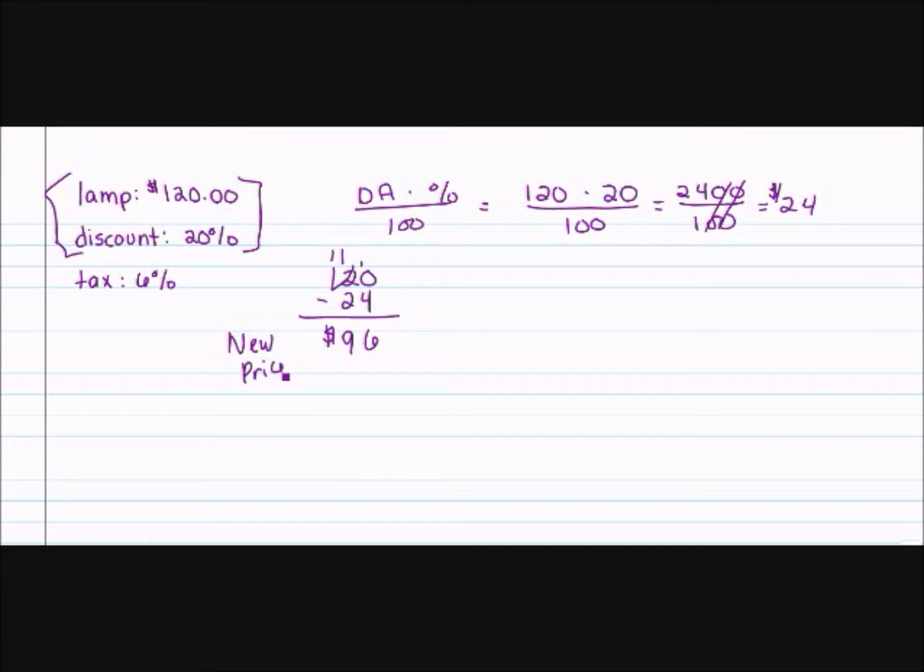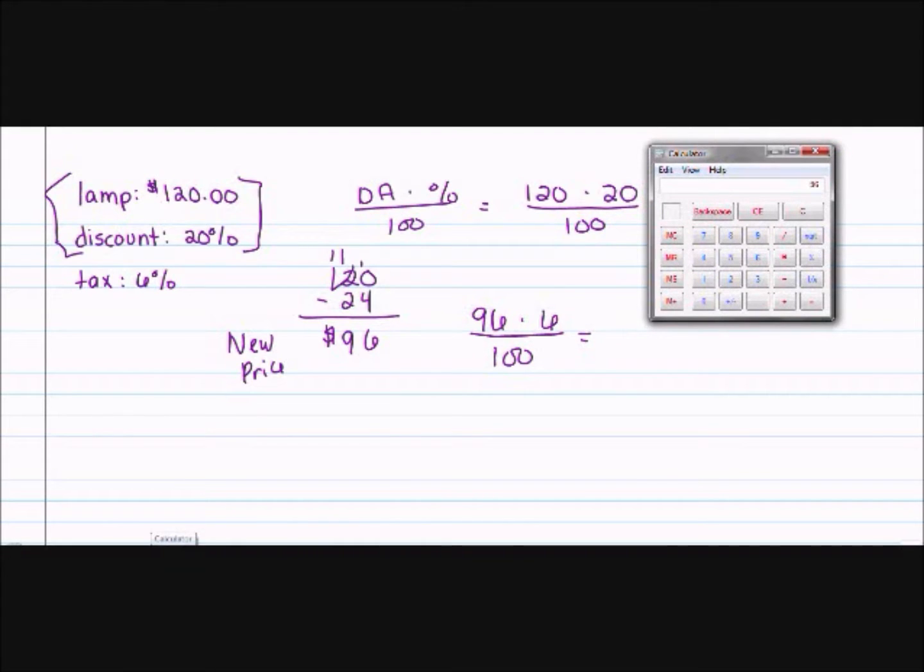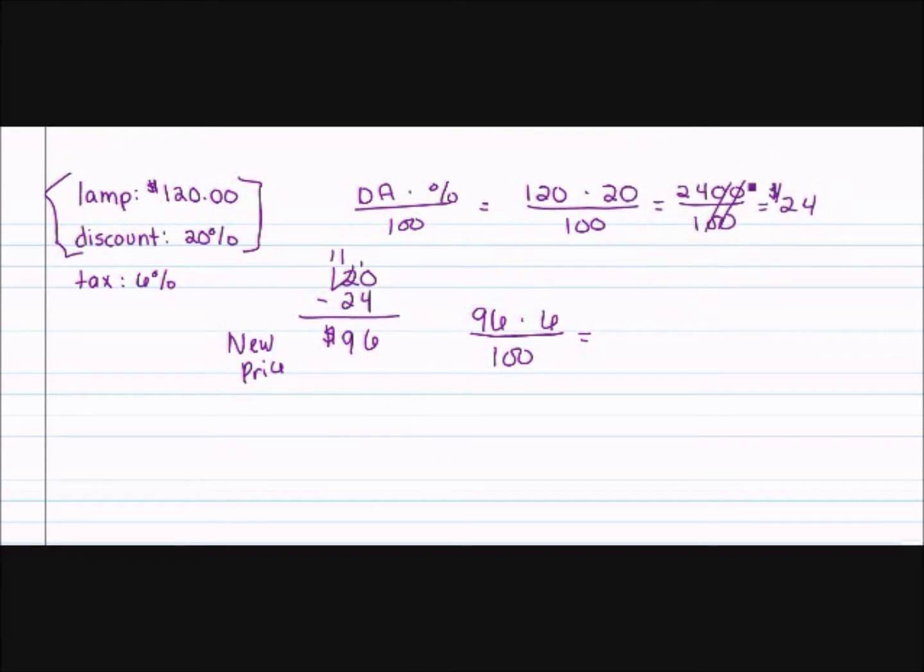So when I bring the lamp up to the counter, I'm going to pay $96. And guess what? They have a little button on the cash register called tax. So I need to find the tax. So I take the $96 times the tax, which is 6, divide by 100. Now, unfortunately, I don't know 96 times 6 in my head, so 96 times 6, and then divide by 100 is $5.76. This is the tax.